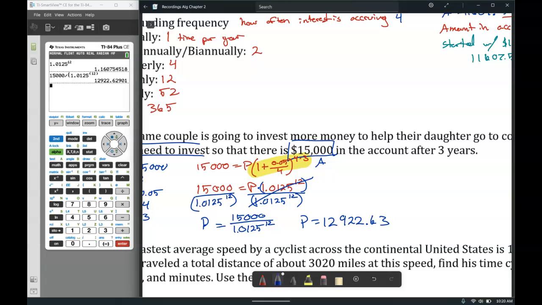And then we get a principal amount of $12,922.63. Now I do want to go back real quick because I forgot to show you.